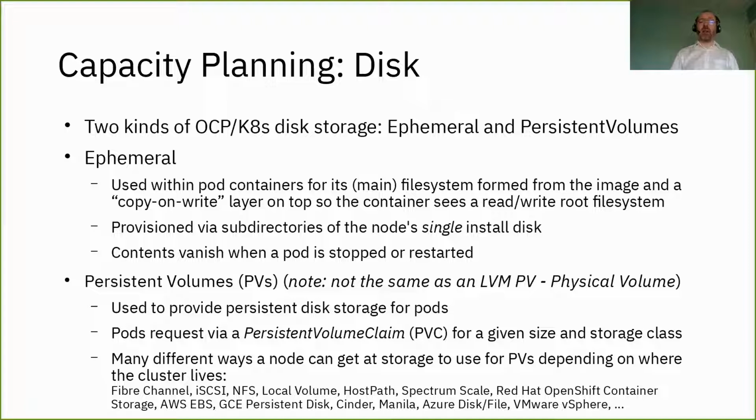But that disk storage comes out of each node's single install disk. The nodes are running Red Hat Core OS. Red Hat Core OS is a cut down version of RHEL, so it doesn't have all the fancy boot time configuration stuff that RHEL has. So one of the trade-offs there is that it just installs on a single disk.